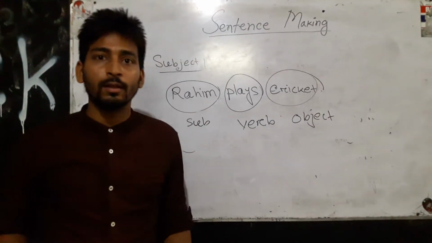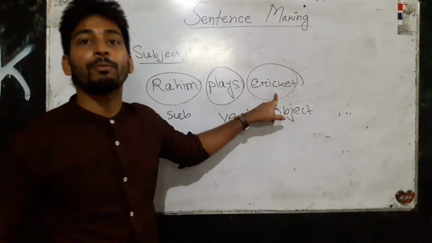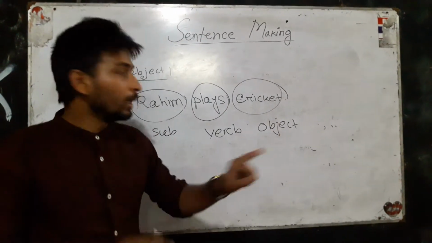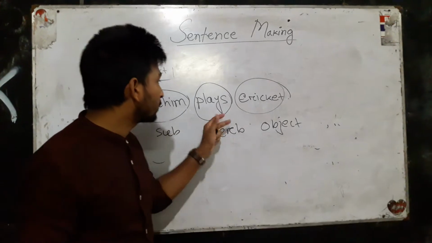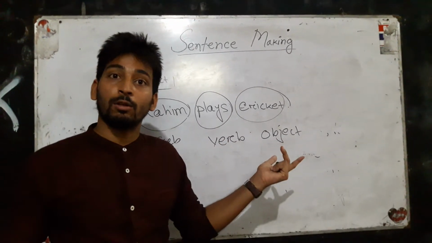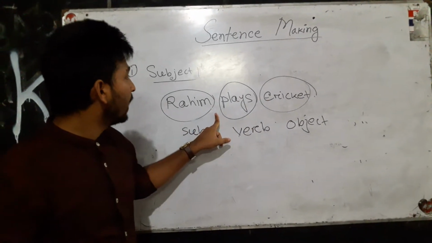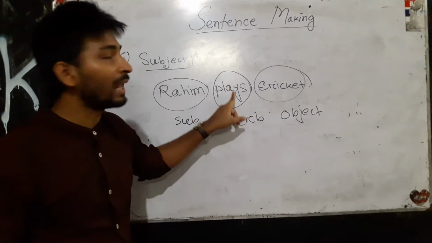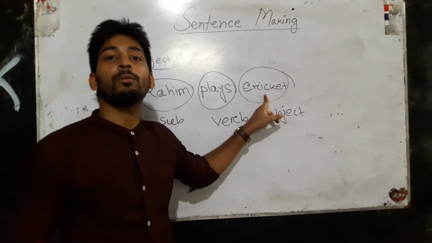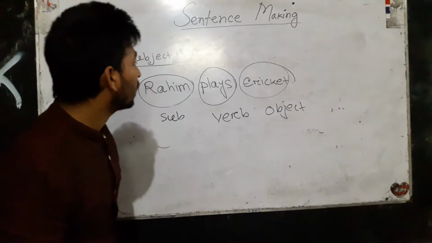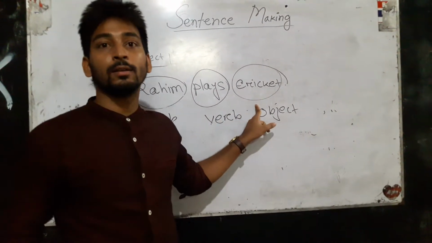It's the object because we are completing the sentence by taking the help of cricket. If we don't use cricket in the sentence, it will not be completed, and our expression, our views will not be completed also. So, cricket is helping us to complete the sentence, and Rohim is playing with the help of cricket. So, obviously, cricket will be the object. Okay? So guys, I think we have clearly got subject, verb and object.